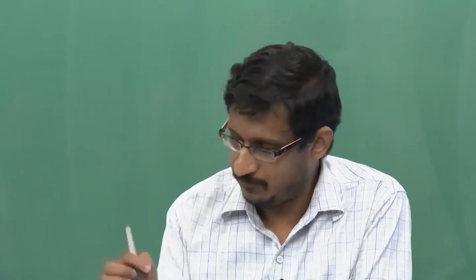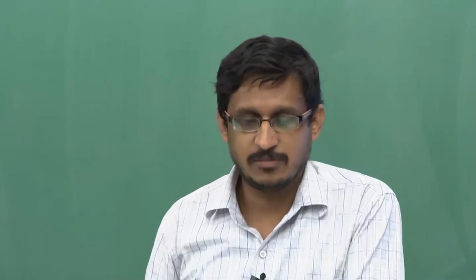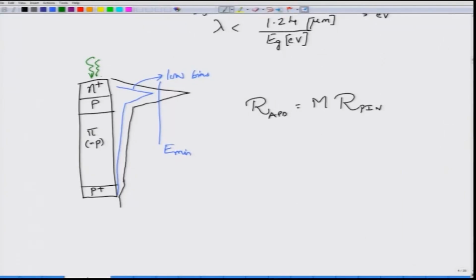The responsivity for the APD is M times the responsivity of the PIN diode. So whatever quantity you get as a factor of 1, for the APD it becomes a factor of M multiplication. One interesting thing about this is that typically light enters an APD in this way. It actually enters from the N plus region. Light is incident from this region, and this N plus region is made sufficiently thin so that most of the light comes through to the P region.